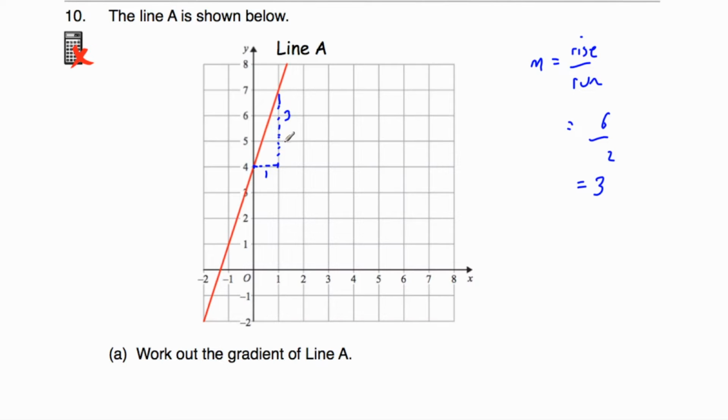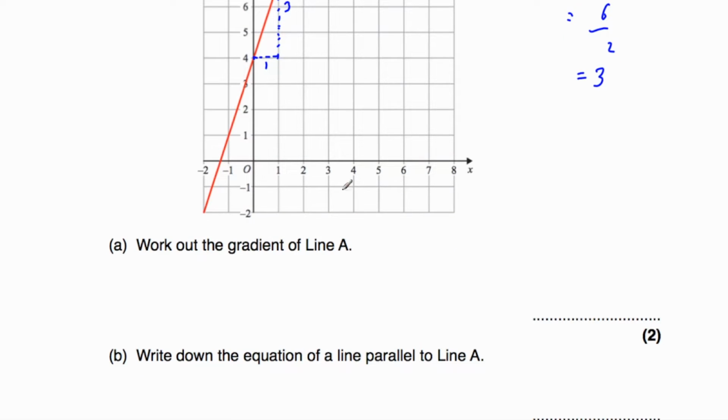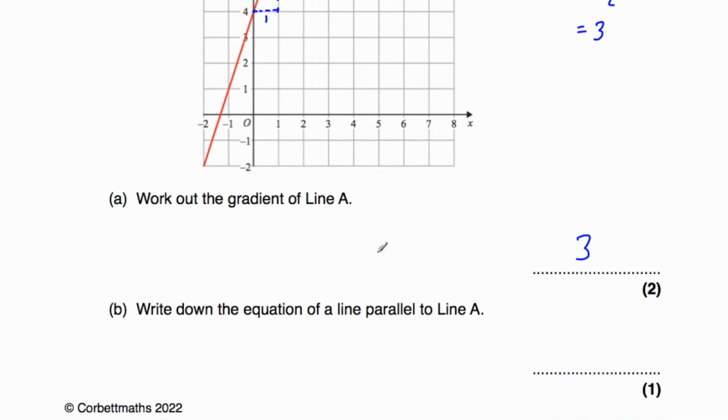So that means that the gradient is 3 because the gradient means for every 1 you go across, how much the line goes up by or down by. So the gradient of this line would be 3. So part A says write down the gradient of the line A: 3. And then part B says write down the equation of a line that's parallel to the line A. So the line A has the gradient 3. So we know that our line will be y equals 3x because it will be parallel to it.